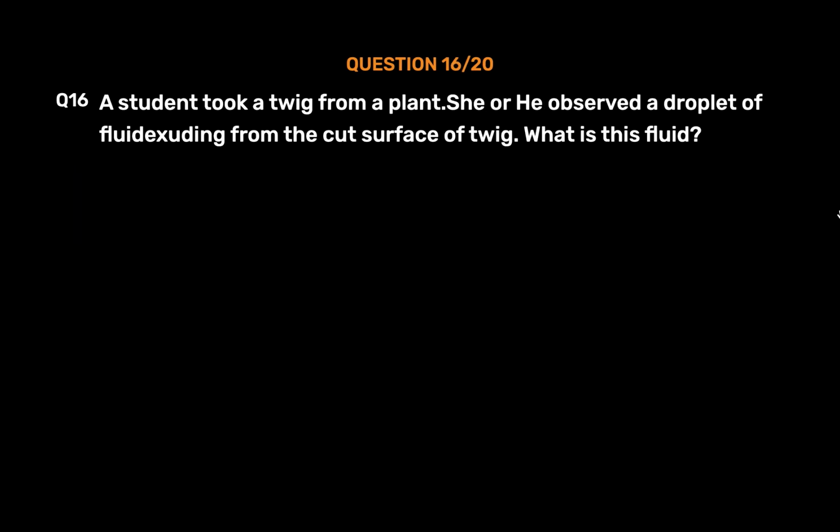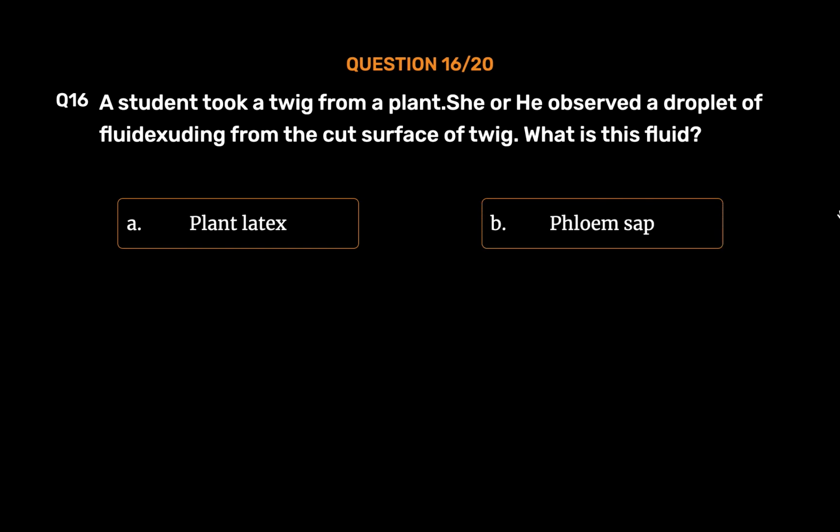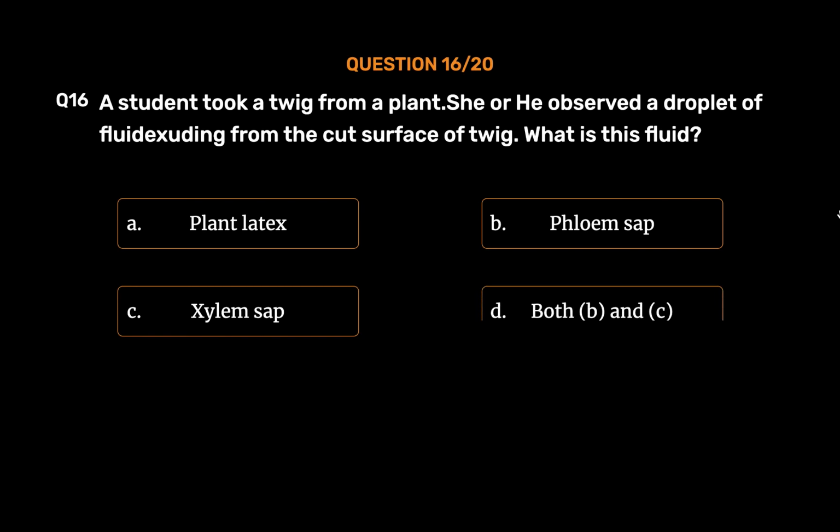Question number 16. A student took a twig from a plant. She or he observed a droplet of fluid exuding from the cut surface of the twig. What is this fluid? Option A. Plant latex. Option B. Phloem sap. Option C. Xylem sap. Option D. Both B and C. The correct answer is option B.